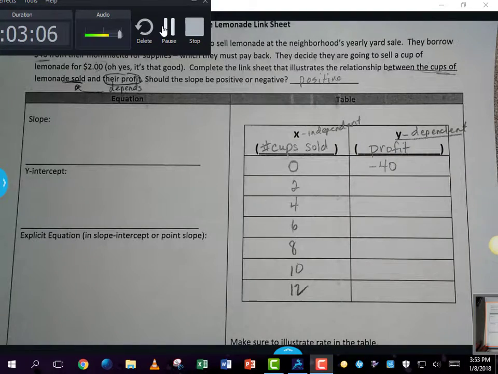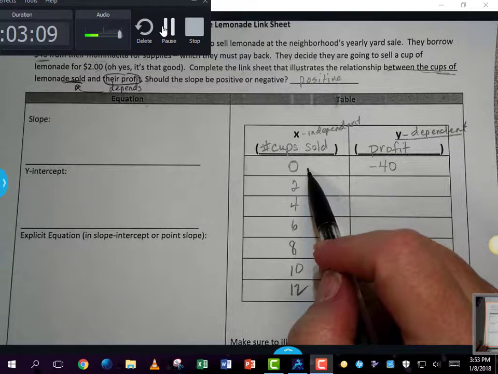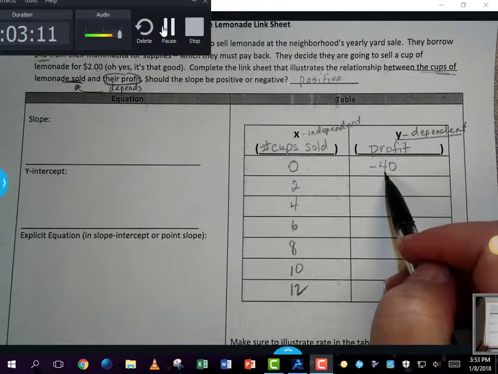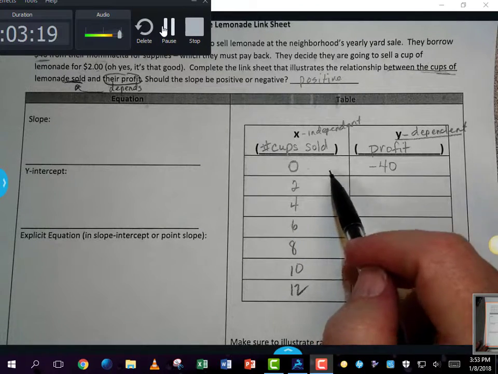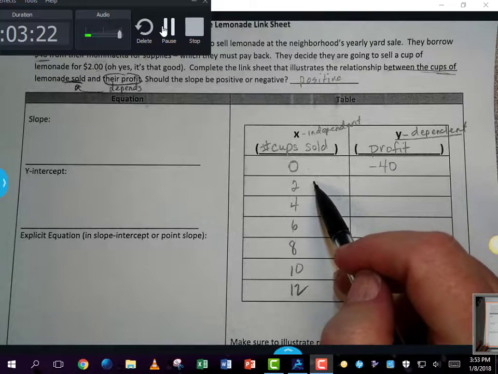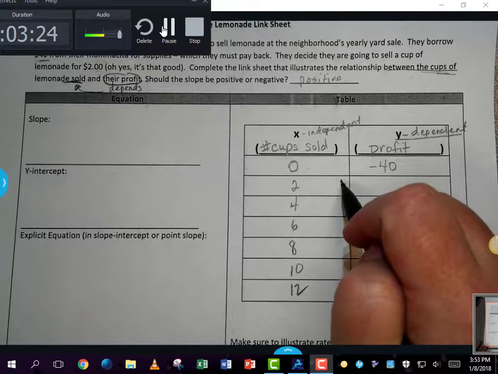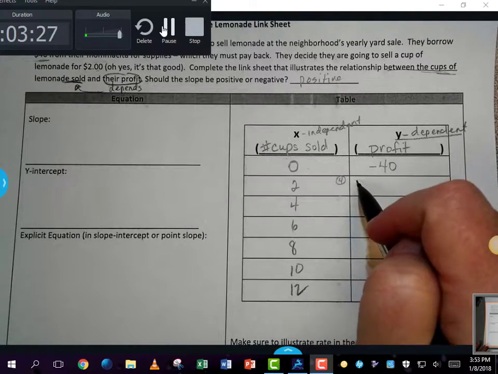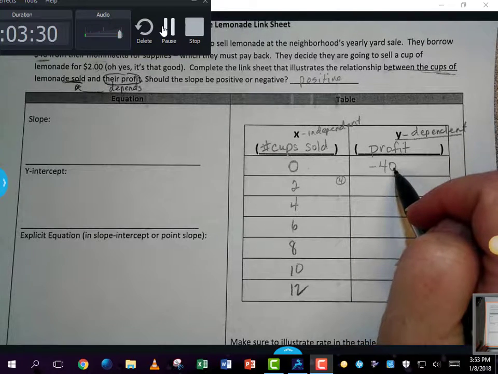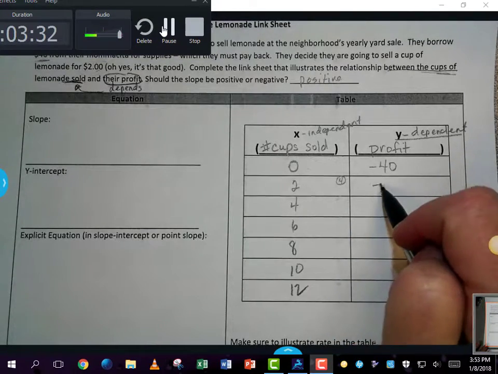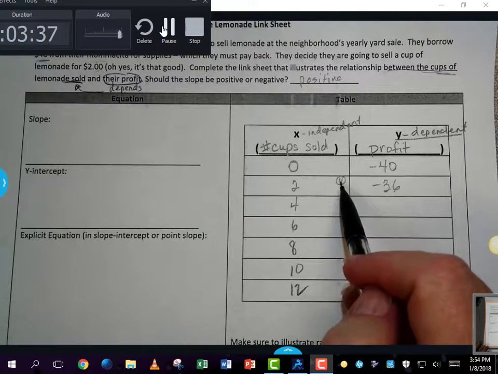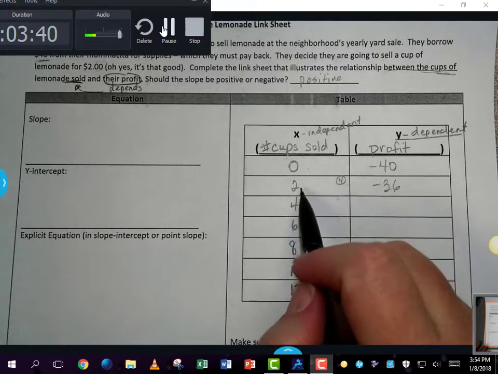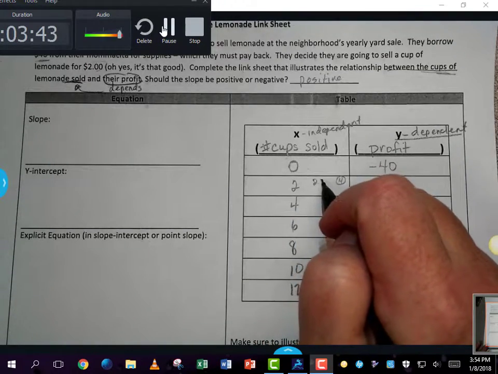Okay? So if they have sold no cups of lemonade, they owe $40. If they've sold 2 cups, they haven't earned 40, I'm sorry. They've earned 4, right? But the first thing they have to do is start paying back. So they earned 4, they gave me the 4, they still owe me $36. And how did I get $4 right here? It's because 2 cups at $2.